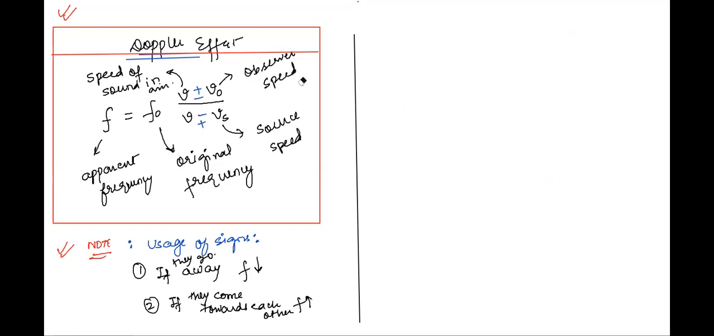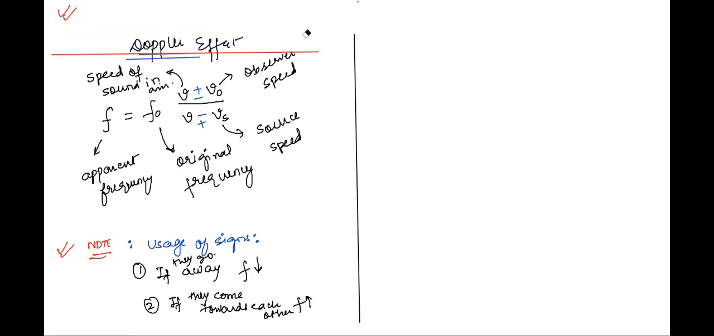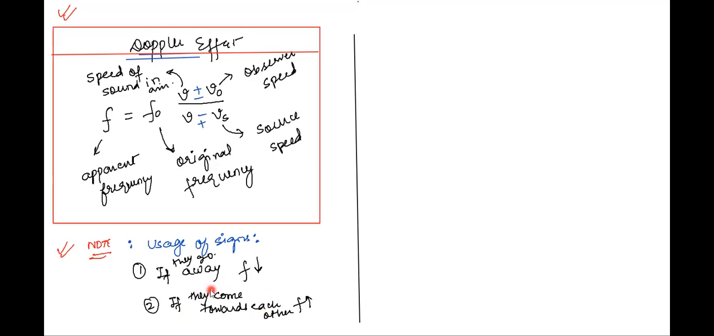Can you read out this rule, Karuna? This rule which we have just written down. Yes. If they go away, frequency should decrease. And if they come towards each other, then? Frequency should increase. Okay. Now let's do that, right?